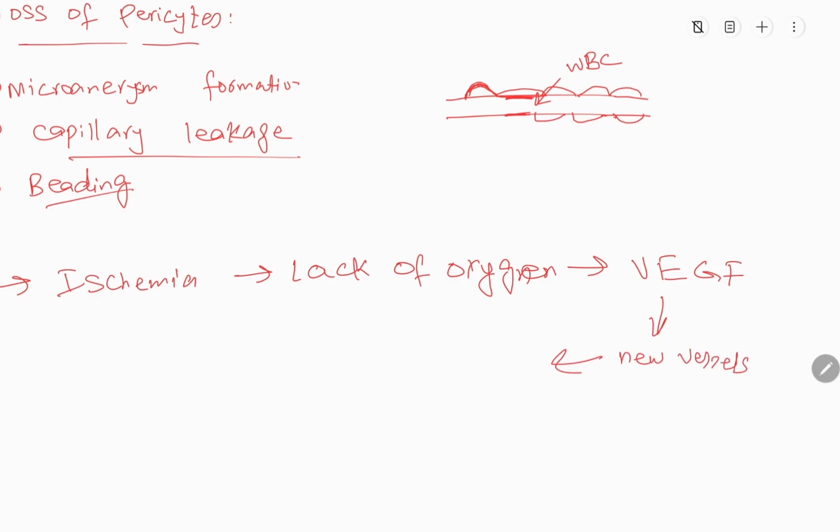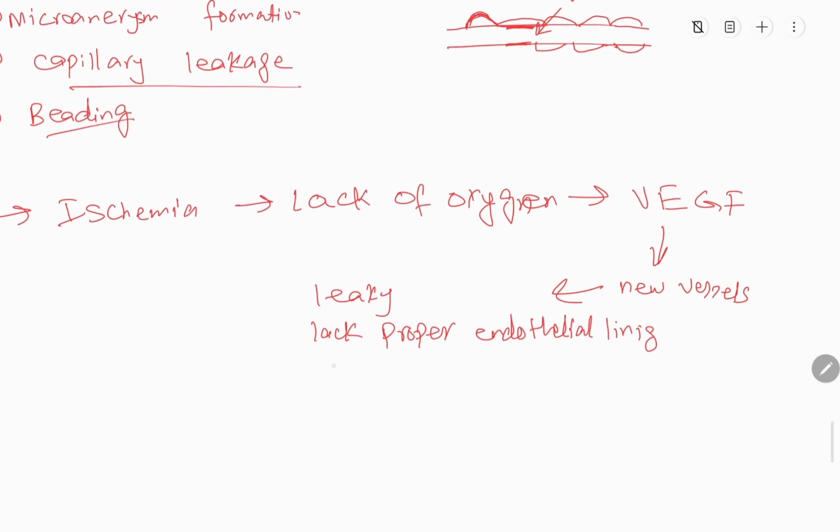However, these new vessels are more leaky. They lack proper endothelial lining, and they are structurally weak. As a result, they will easily rupture, and they will cause hemorrhage, exudate, and further retinal damage.